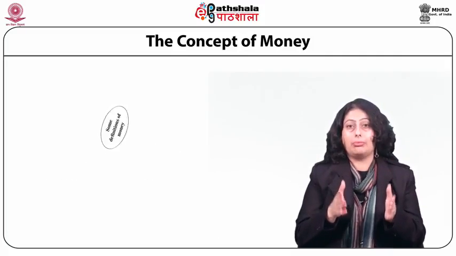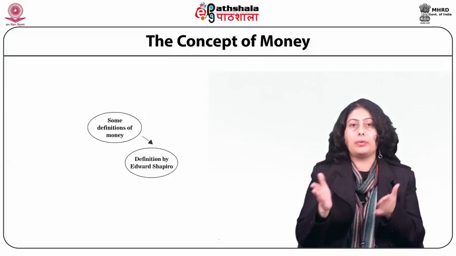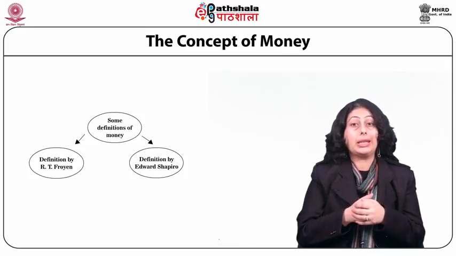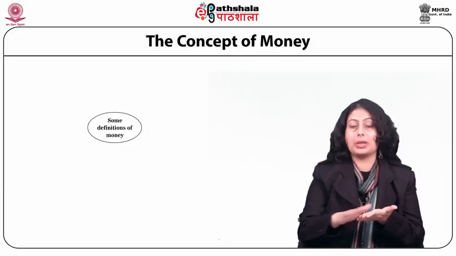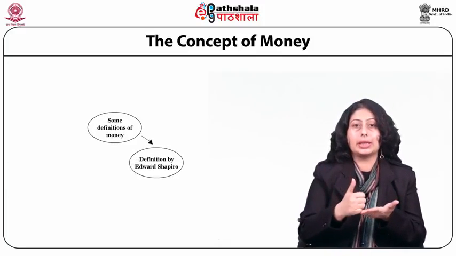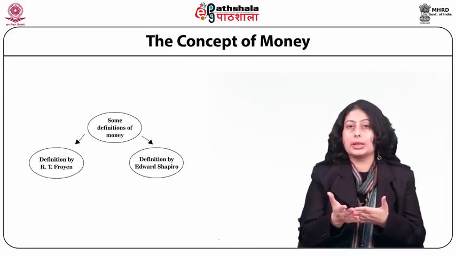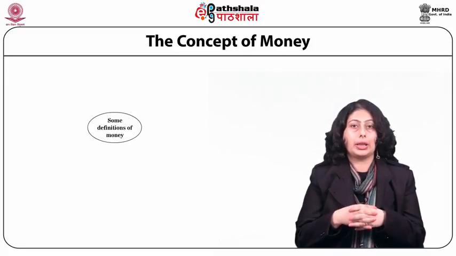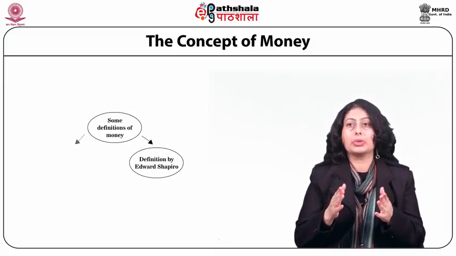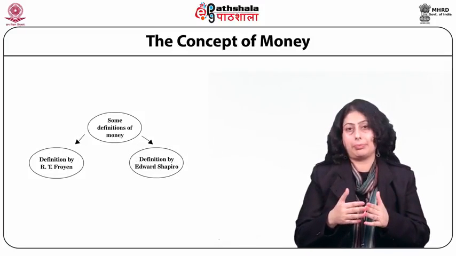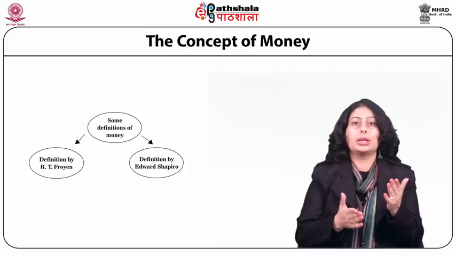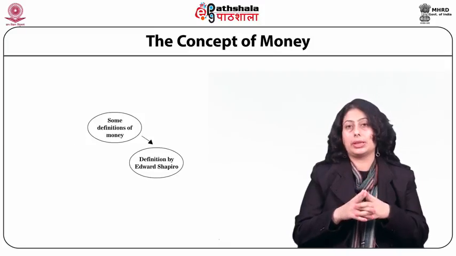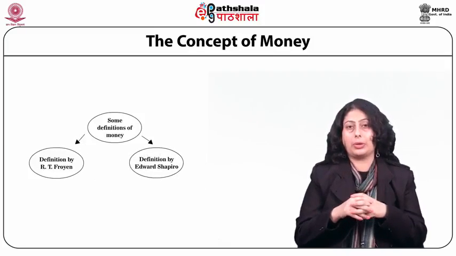According to R.T. Froyen, money is whatever performs monetary functions. According to Edward Shapiro, money is anything that is generally acceptable in payments for goods and services and other valuable assets for the discharge of debts. The above given definitions reveal that the economists have largely defined money in terms of the functions performed by the same. Since the functions keep on changing with the times, the definition has also undergone a change. However, the basic functions have remained the same, which are explained below.